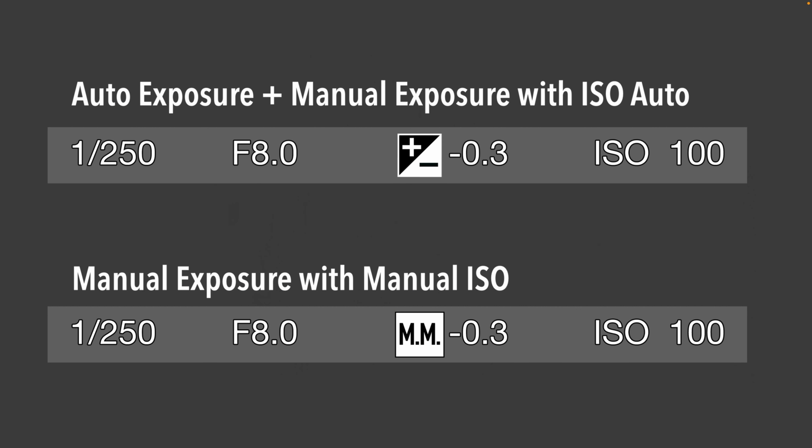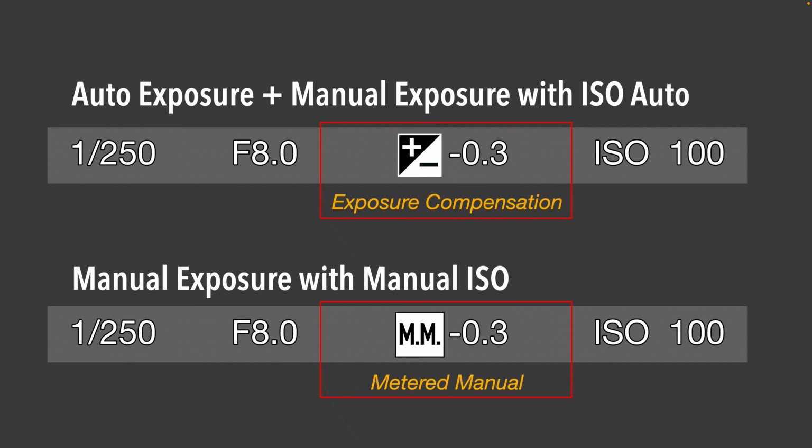Now when we're using the auto exposure modes, and that includes manual exposure with ISO auto, you'll see that plus minus symbol, and that will be highlighted with either 00 if there's no exposure compensation, or a negative or plus value, and that is a reminder to us whether we're using exposure compensation values. Now if you are using manual exposure with a manual ISO setting, that plus minus symbol is replaced with an MM box there, and that is metered manual, and this is indicating that we're a third of a stop below what the camera thinks is the correct or most appropriate exposure. So two different ways of gauging the exposure.